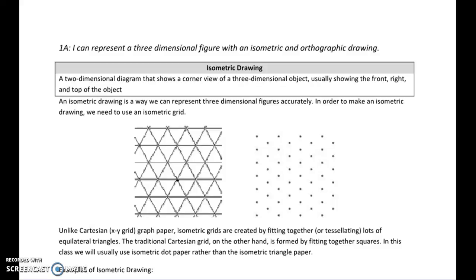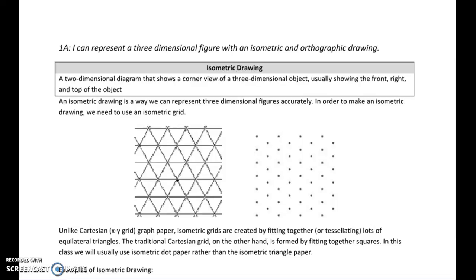I can represent a three-dimensional figure with isometric and orthographic drawings. In this lesson, we're going to learn about how to draw three-dimensional figures two-dimensionally through two commonly used methods. The first is an isometric drawing.